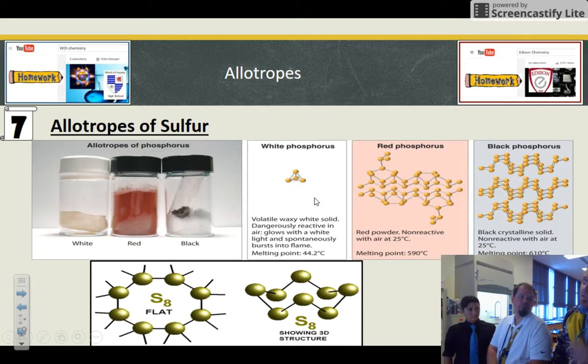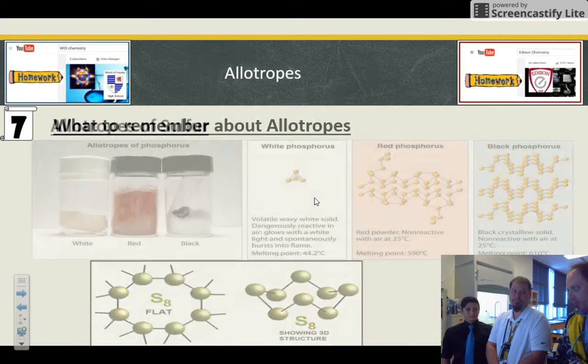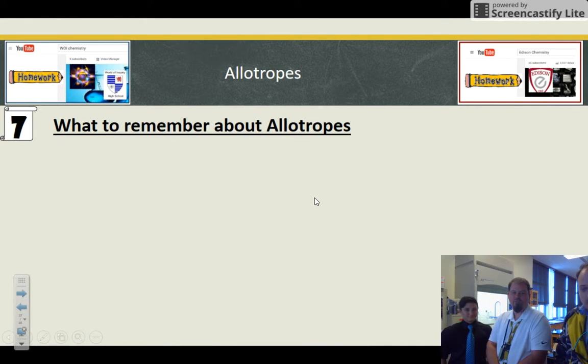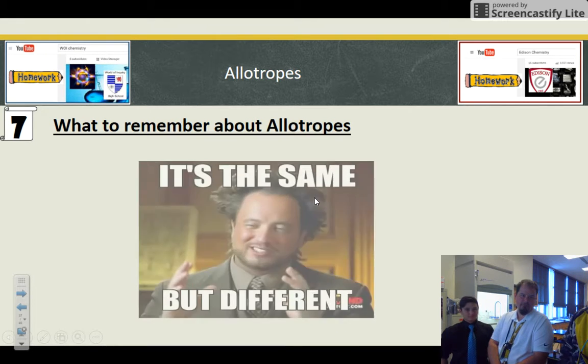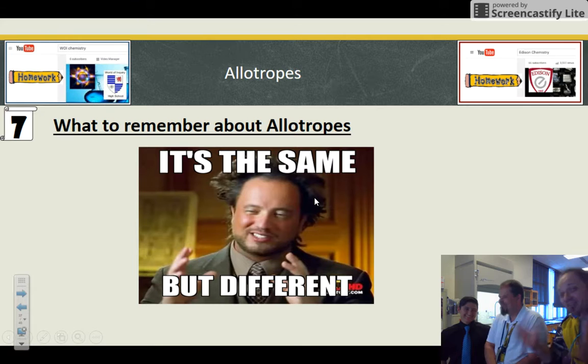I guess I should have read the details about white phosphorus. It's volatile. It glows with a white light and spontaneously bursts into flame. It melts at 44.2 degrees Celsius. So it gets hot, it's going to melt and then burst into flame. The other ones didn't do so much. So this is what you really got to know: it's the same, but different.